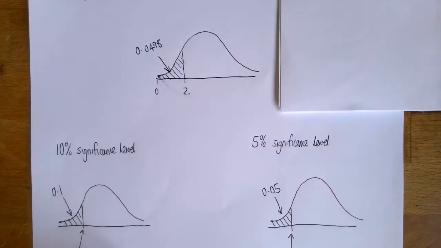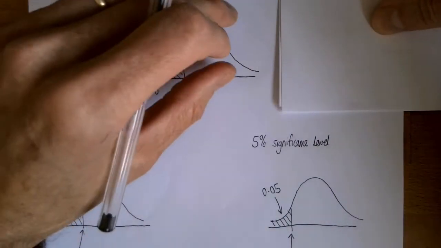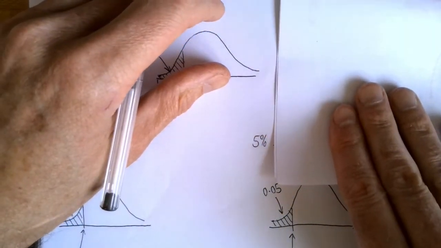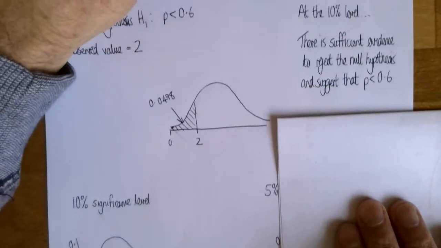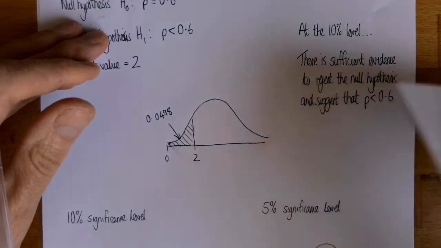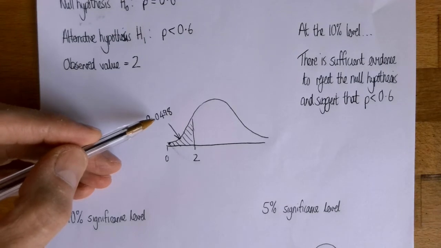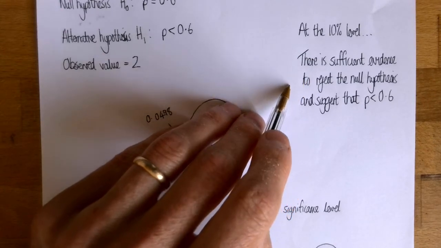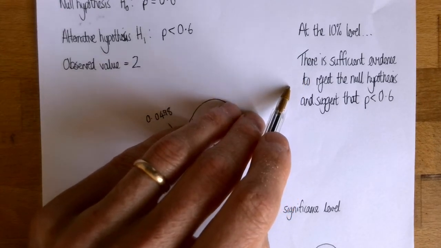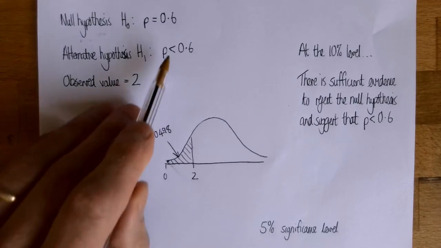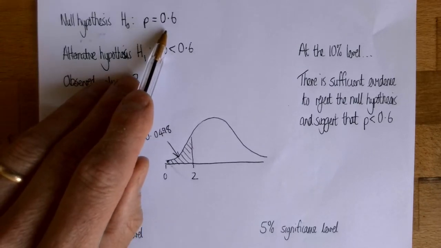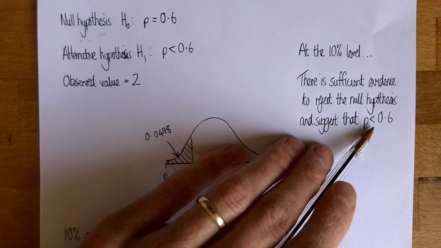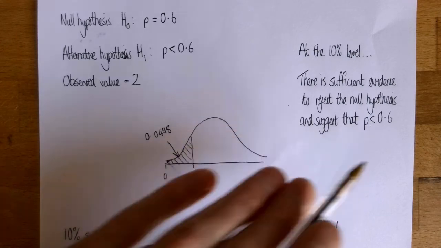So let's ask what's going on at the 10% significance level. Okay, so at the 10% significance level, this is less than 0.1. So there is sufficient evidence to reject the null hypothesis. Null hypothesis, remember, was that I'm better at table tennis than him. There's significant evidence to reject that and suggest that the probability is actually less than that.